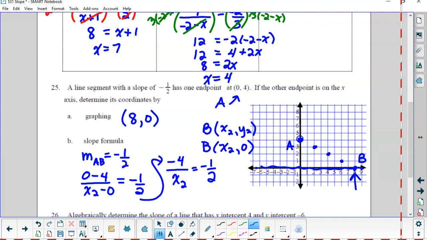You can multiply through, or this is kind of a proportions question, right? You don't even have to do that. So this is negative 1, that's negative 4. So really, I multiply top by 4 and bottom by 4. So x2 equals 8. Okay. And that's what I got there. So you can finish 26 on your own.